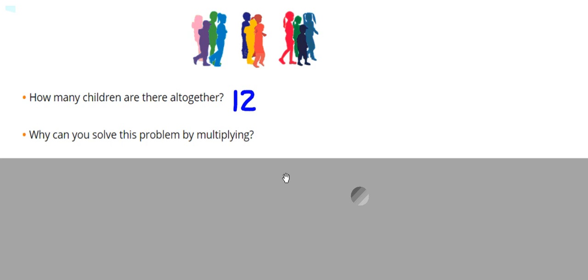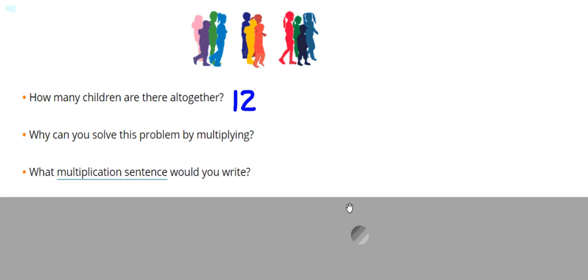All right, next question. Why can you solve this problem by multiplying? Well, you can solve it by multiplying because there are equal groups, right? Each group has 4, and when there are equal groups, we can multiply. So if you were writing an answer there, I'm not going to write out each one, guys, but you would say there are equal groups, so we can solve it by multiplying. What multiplication sentence would you write?